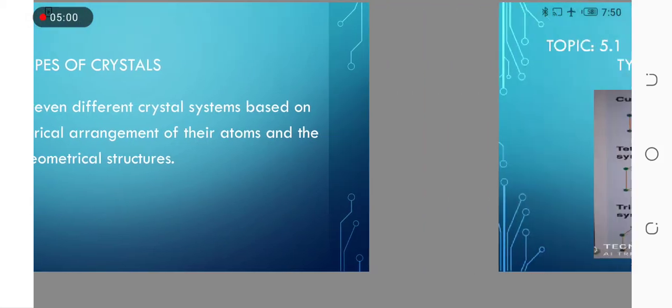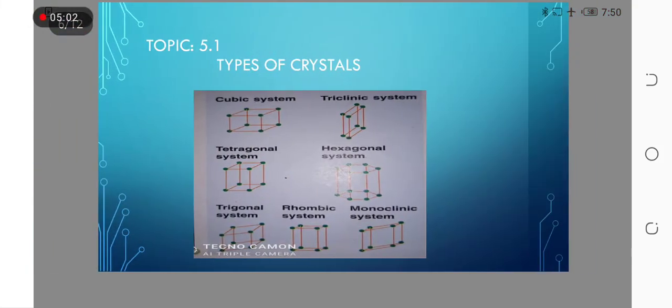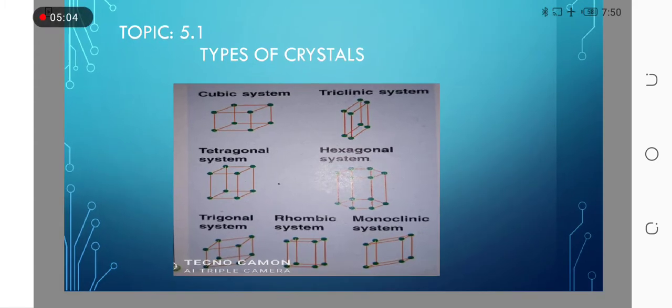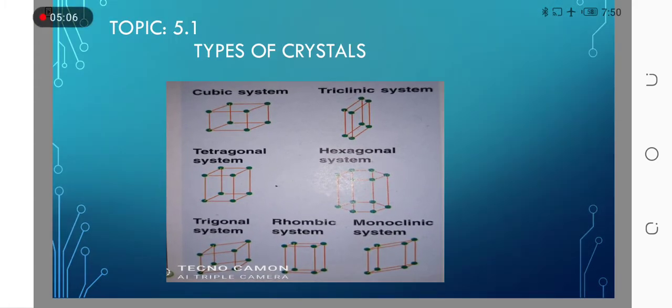First of all, the first type that I am going to show you is the cubic system. You can see from the diagram that a cube has all sides of equal length. So that is why the cubic system forms with equal lengths of all the sides.